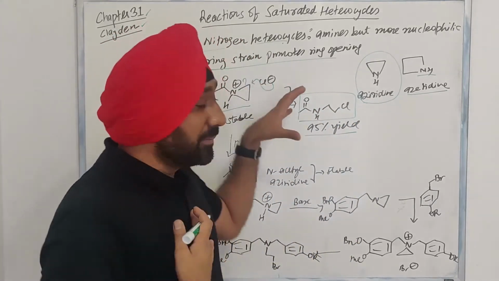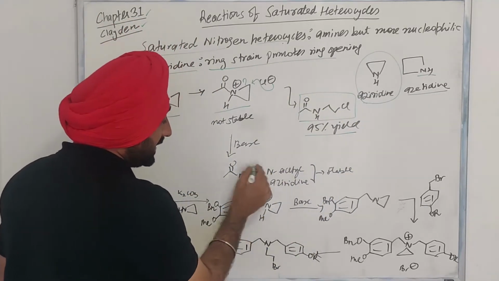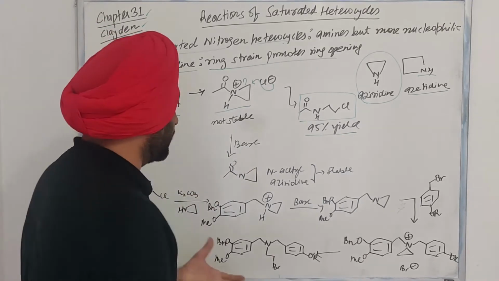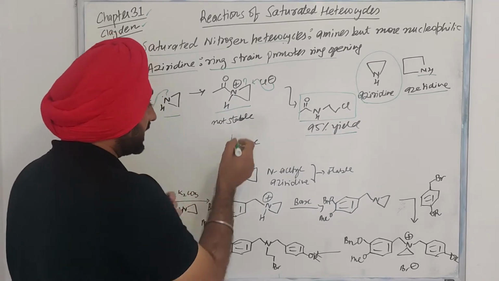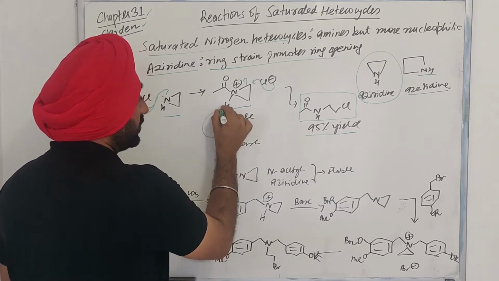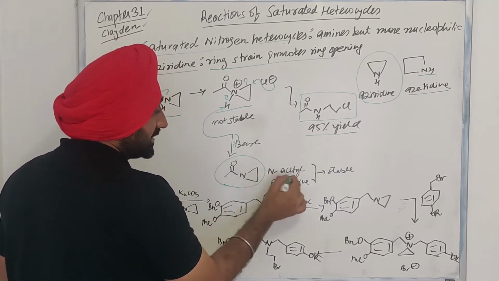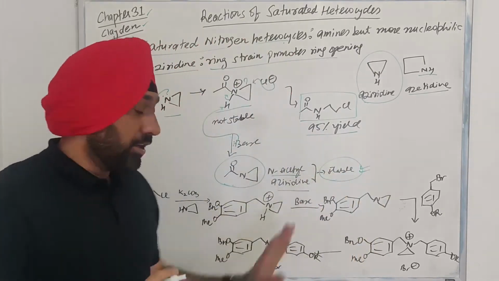So this is the only major side product. Let us suppose you want to make the N-acetyl aziridine. What can you do? You can carry out this reaction in the presence of a base. As soon as this intermediate forms, the base is going to abstract this proton, as a result of which you can easily isolate this N-acetyl aziridine, and this is very stable. You can easily do that.